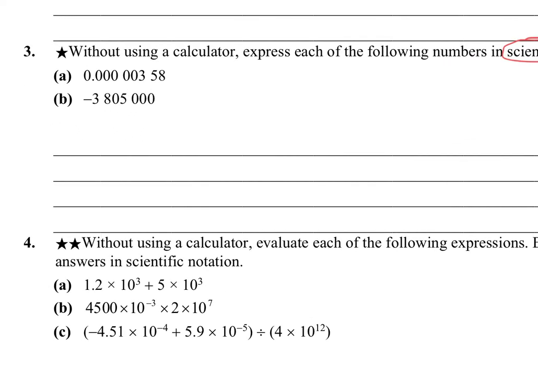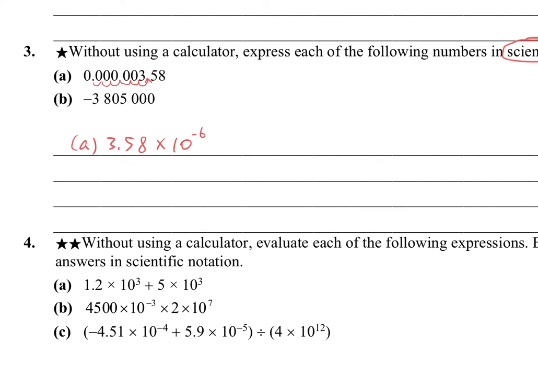So question A, we try to move the decimal point backward by 1, 2, 3, 4, 5, 6 times. So it will become 3.58 times 10 to the power negative 6.